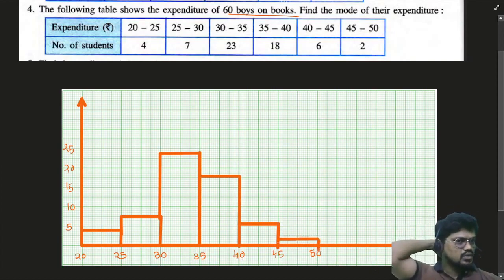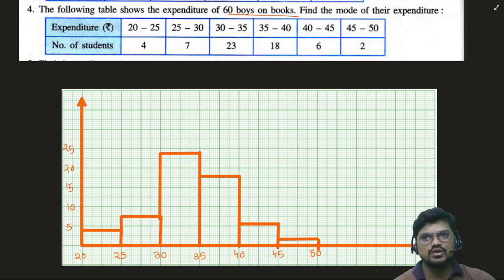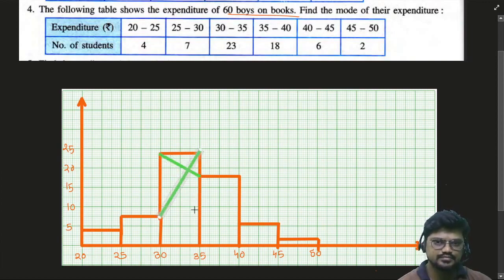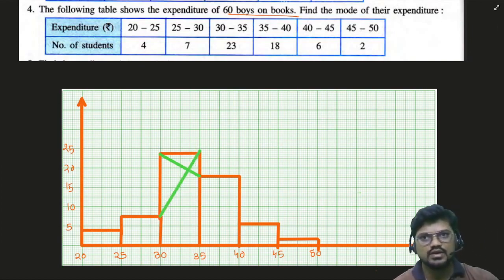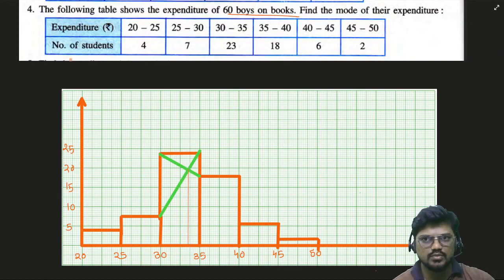Now, when do we get a mode? The one which has the highest frequency, that is what your mode is, right? So we know that from 30 to 35 the mode will be there. To find the mode, you have to make cross lines like this. Take this point of the bar with the highest frequency and touch it over here, and take this point and touch it over here. Understood? After that, whatever reading you get from this point, that will be your mode.